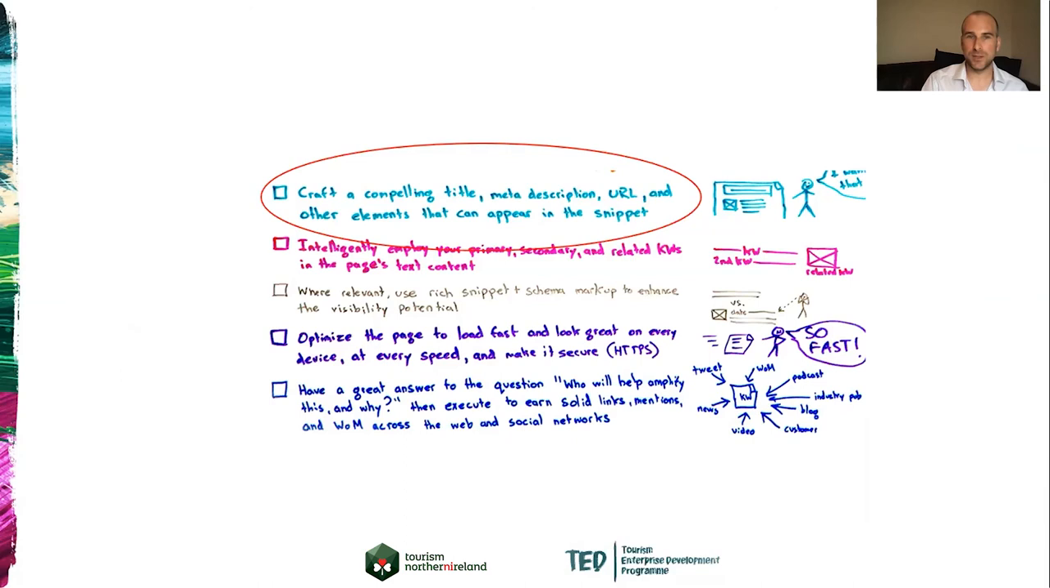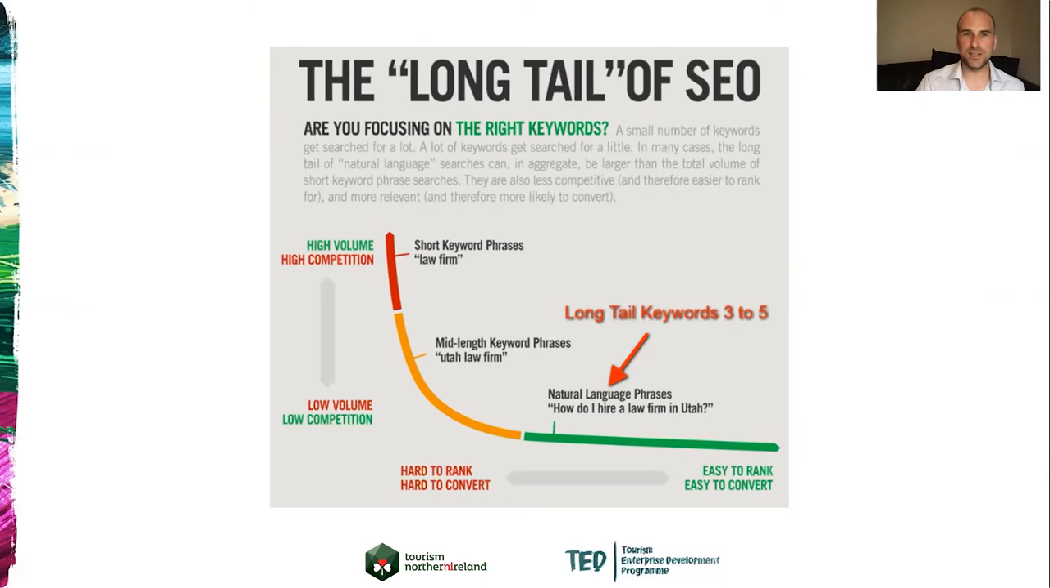So the long tail of SEO, just to go back to this. This is just an example of asking here, are you focusing on the right keywords? Just an example of a law firm: if it wanted to get very, very high rankings for a phrase like law firm, it'd be incredibly difficult because there's so many law firms competing for that. But let's say a firm had a particular specialism or was based in a particular area, then it might want to be smarter and go for a long tail key phrase that is easier to rank and easier to convert because it's more relevant for that particular user's query.